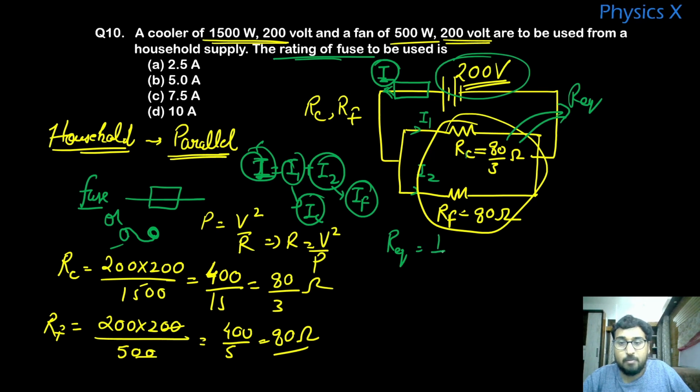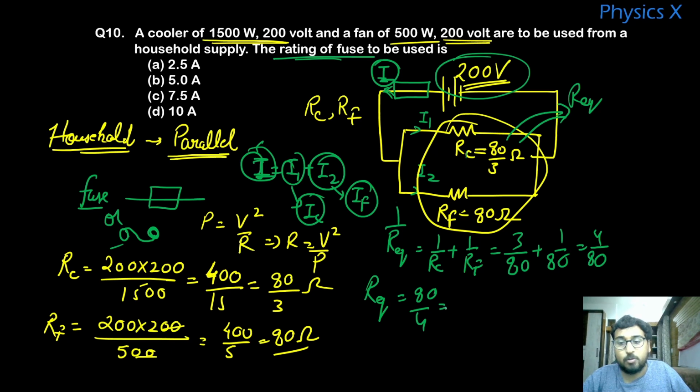1 by R equivalent is what? 1 by RC plus 1 by RF. This is 3 by 80 plus 1 by 80, which is 4 by 80. So I will reciprocate this to find R equivalent. It will be 80 by 4. So this is 20 ohms, right?